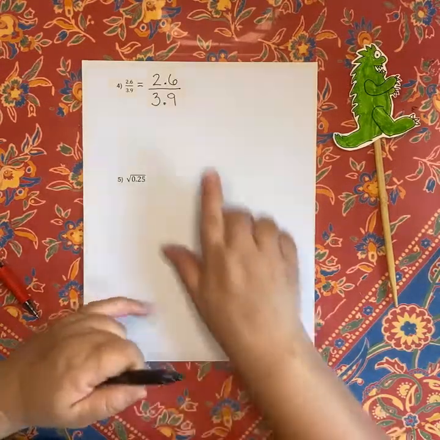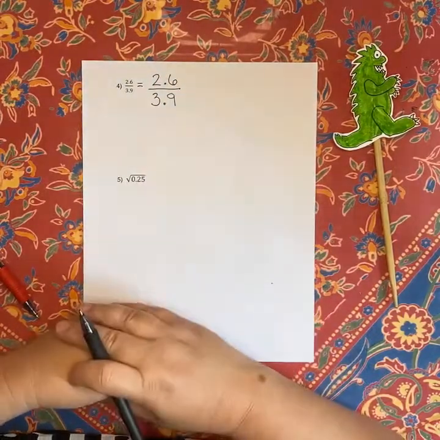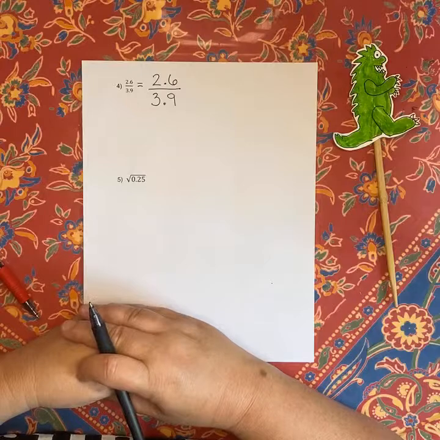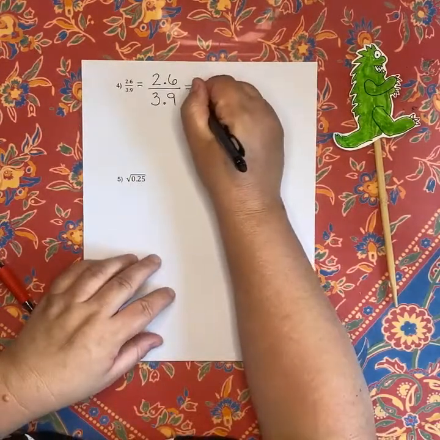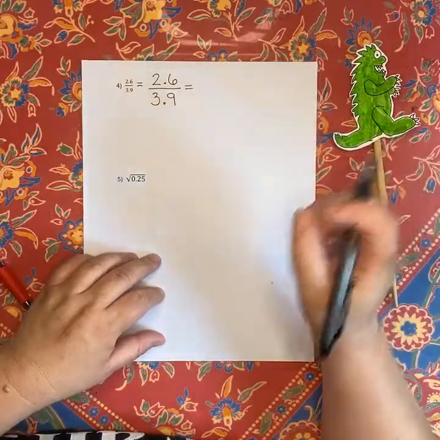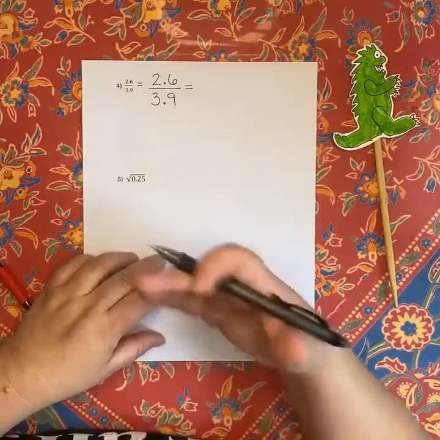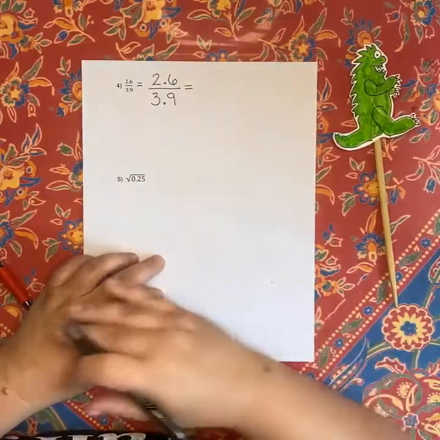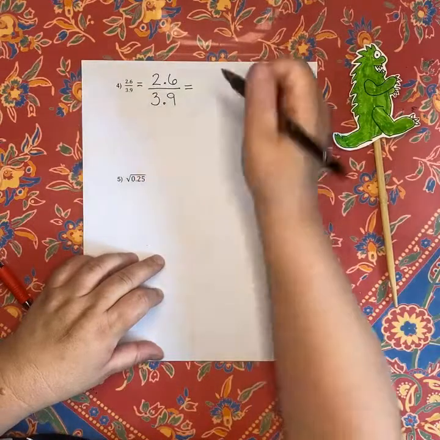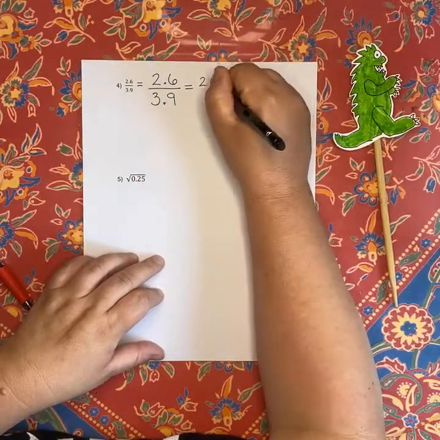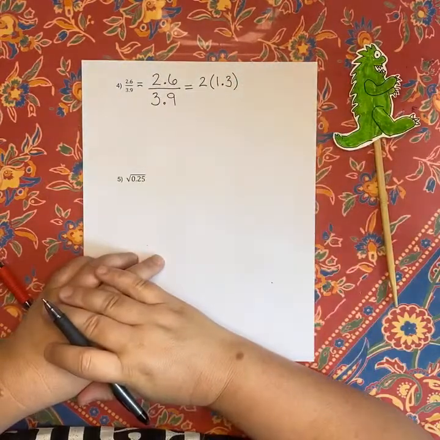Now, if I ignore the decimal, I see the numbers 26 and 39, and I'm reminded of 13. And I want to point out, you may look at this and go, wait, what? But the more examples you see, the more your brain is likely to go, oh, I've seen this before. What if I take a look at 2.6 and say this is actually 2 times the quantity 1.3? Take a look at that, see what you think.